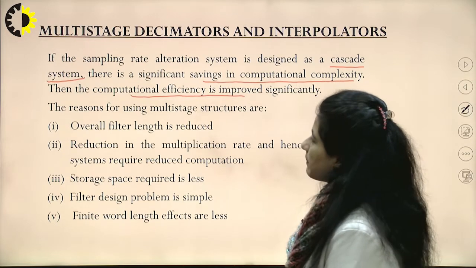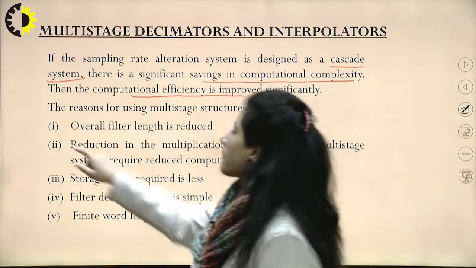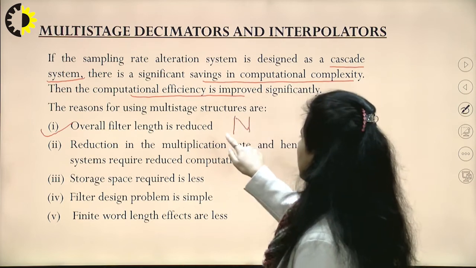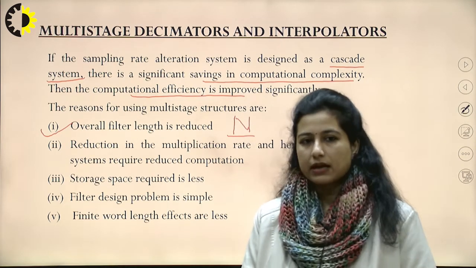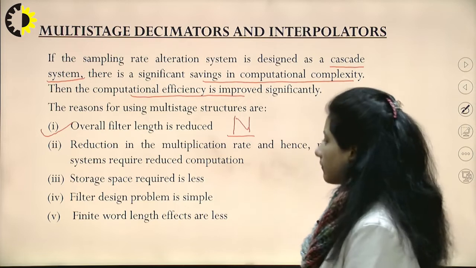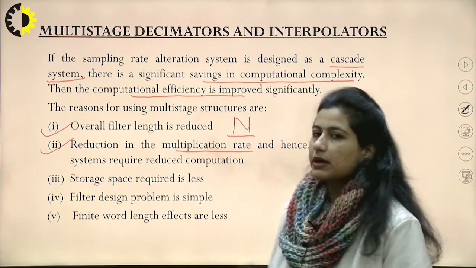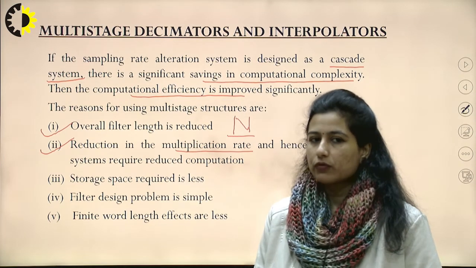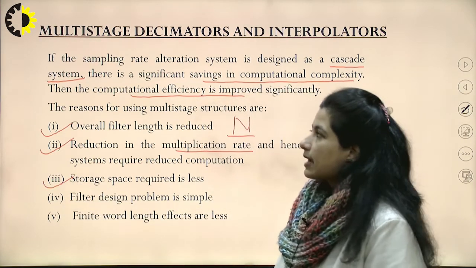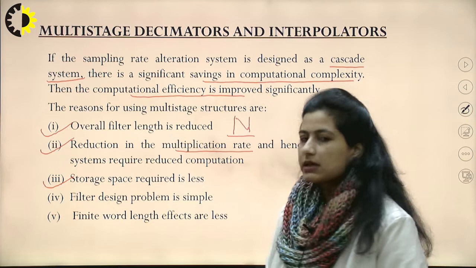Another reason for implementing the structure in the form of a cascade, or in different stages, is that first, the overall filter length is reduced. If I am implementing this filter with RC components, the number of RC stages that I am going to use would be reduced. Secondly, I would also see a reduction in the multiplication rate, and when there is a reduction in multiplication rate, the overall computation load would be decreased. Thirdly, the storage space required for multiple stage calculation would be less as compared to designing this system in a single stage.